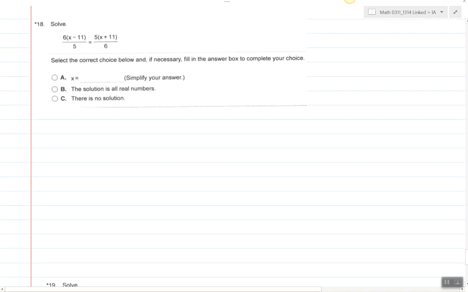All right, number 18. We have 6 parentheses x minus 11, close, over 5 is equal to 5 parentheses x plus 11, close, over 6. This is what is known as a proportion.